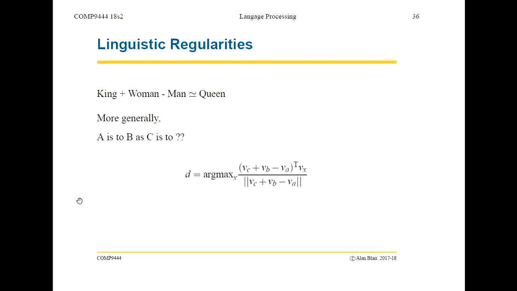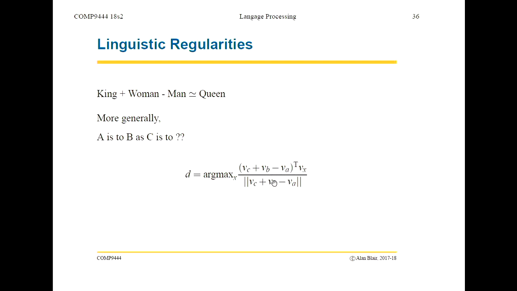You get the vectors for A, B, and C, and you calculate the vector for C plus the vector for B minus the vector for A. That gives you a vector. And then you've got the candidate word, and what you calculate is the angle between the two vectors. Oh, sorry, it's not the angle, it is the dot product. Yeah, because we're in word2vec, this is just a probability.